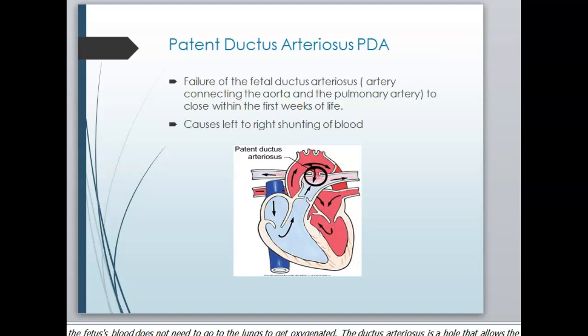Before the baby is born, the fetus's blood does not need to go to the lungs to get oxygenated, remember? So the ductus arteriosus is that hole that allows the blood to skip the circulation to the lungs. However, when the baby is born, the blood must receive oxygen in the lungs, and this hole is supposed to close. If the ductus arteriosus is still open or patent, the blood may skip this necessary step of circulation. That open hole is what is referred to as a patent ductus arteriosus, and you can see it right here.